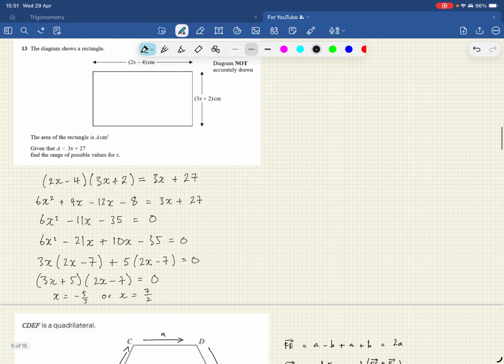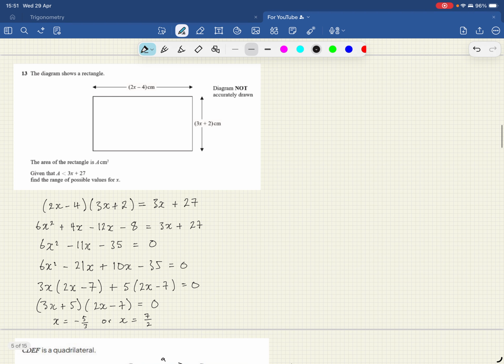And since I had a less than sign, then having simplified this and set everything to 0 here, I'm looking for the areas where I'm less than 0. But we'll come to that in a second, because in fact this range here doesn't work.